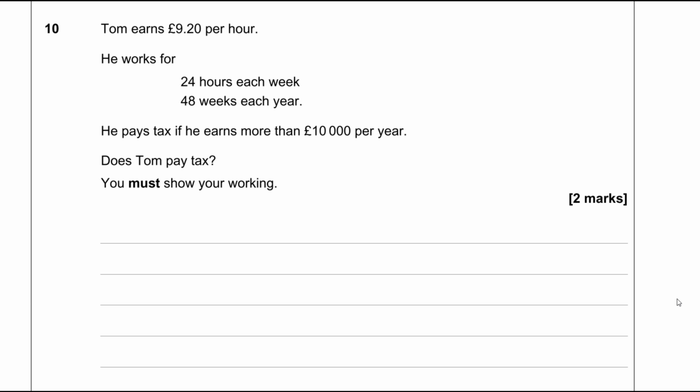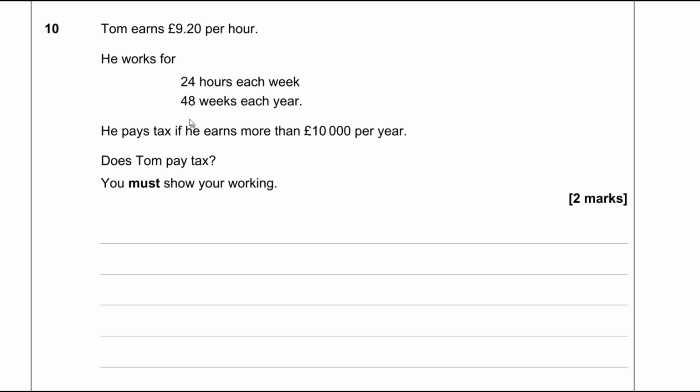It's number 10. Tom earns £9.20 per hour. He works for 24 hours each week and 48 weeks each year. He pays tax if he earns more than £10,000 per year. Does Tom pay tax? You must show your working. If he earns more than that, yes, he'll pay tax. Otherwise, he won't pay. Let's find out now how much he earns in the year.